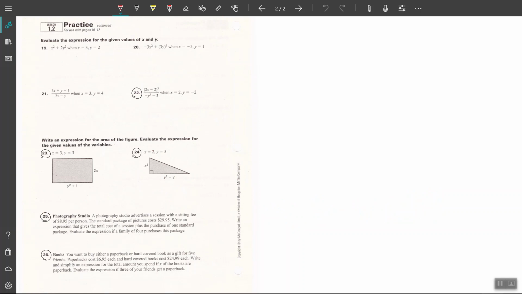The first thing is to write an expression for the area of the figure. And if we're looking at number 23, we know that that's a rectangle. Just in general, the formula for a rectangle is length times width. They've given us algebraic expressions for the length and width, so you can just plug those in. Plug in y squared plus 1 for the length, and then we're going to multiply that by the width. I could put the multiplication sign in there, but I don't actually need it, because setting that 2x right next to the parentheses is the same thing as saying multiplication. So I'm just going to set that next to it right there.